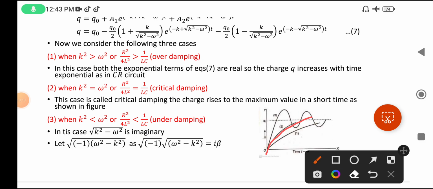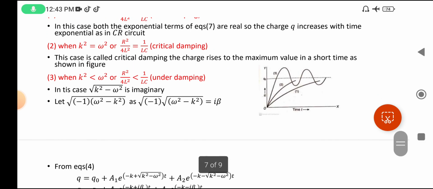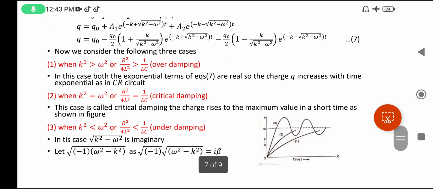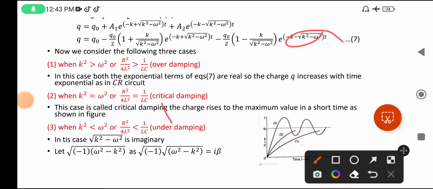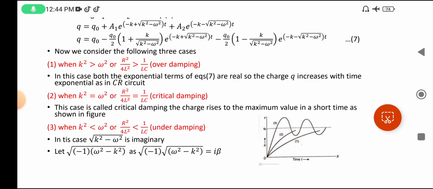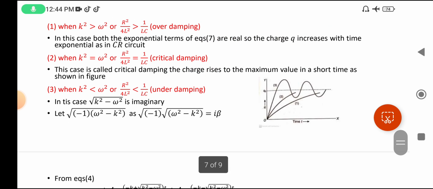Next, when k square is less than omega square, it is called under damping. In under damping, see the diagram: take outside k square minus omega square. When omega square is greater, it is minus, so from the root of a negative term we get an imaginary term. So then solve it. We have the solution for under damping only.